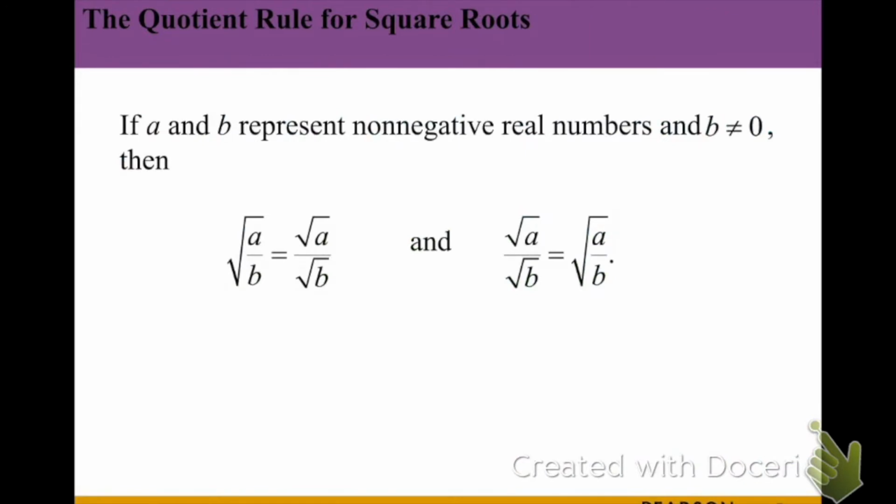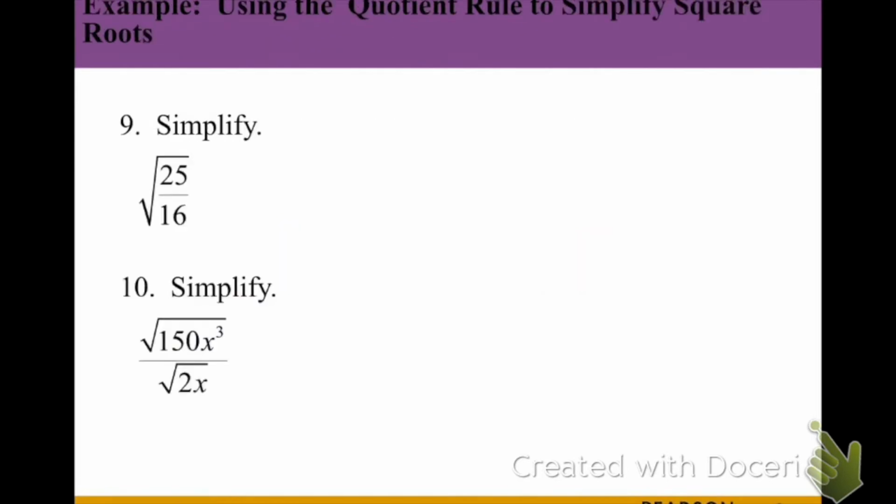Well, just like product rules can go both ways, the same thing goes with quotients. If we're taking the square root of a fraction, or in this case a quotient, we can split that up into the square root of the numerator divided by the square root of the denominator, and vice versa. So for example, if we're trying to take the square root of 25/16, this would be the same thing as the square root of 25 over the square root of 16. Or if we reduce each of those, 5 over 4.